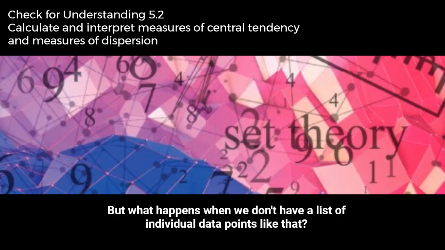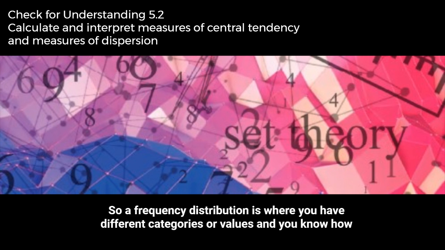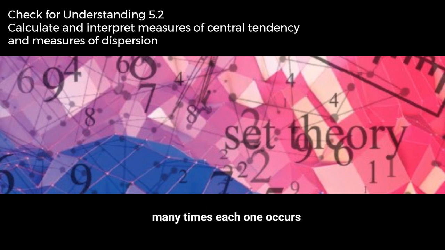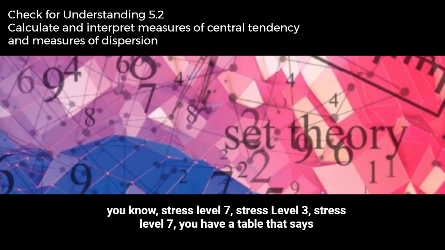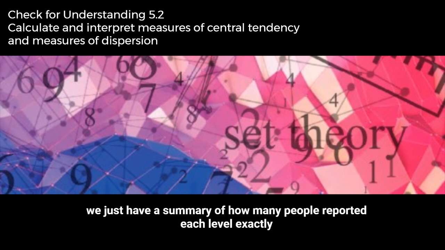That's pretty straightforward. But what happens when we don't have a list of individual data points like that? What if we have a frequency distribution? A frequency distribution is where you have different categories or values, and you know how many times each one occurs. So instead of having a list of stress level 7, stress level 3, stress level 7, you have a table that says stress level 7 occurred 31 times. Instead of listing out every single person's stress level, we just have a summary of how many people reported each level.